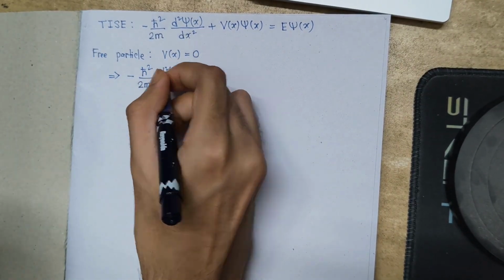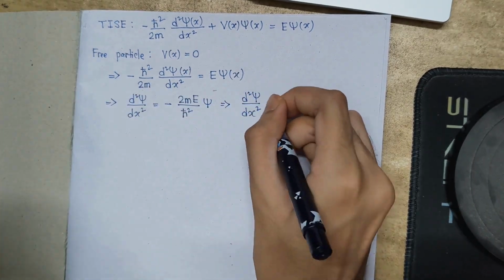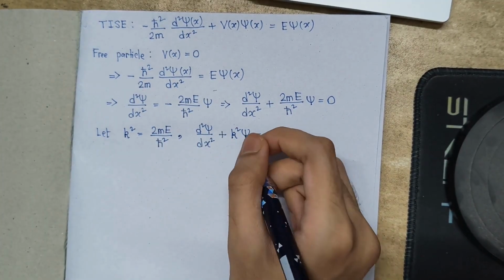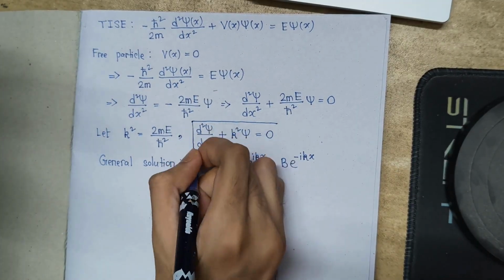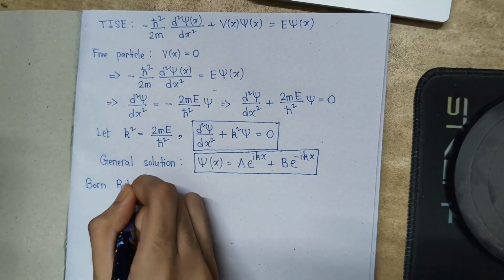We see that the wave function is a plane wave given by a general solution A e to the power ikx plus B e to the power minus ikx, where k squared, which is the wave number squared, is given by 2mE over h bar squared. This is an equation of a general plane wave.